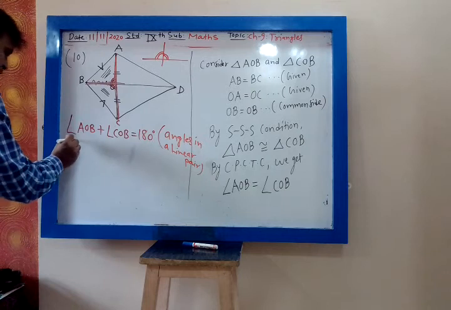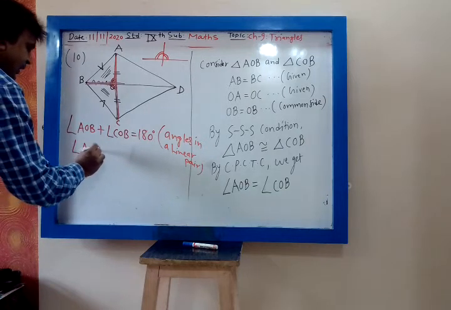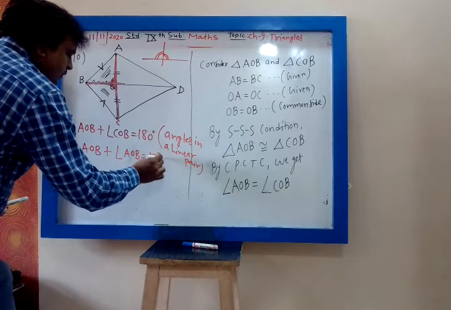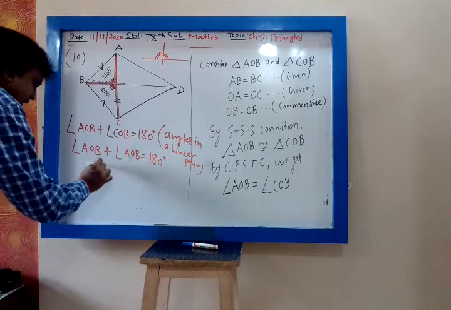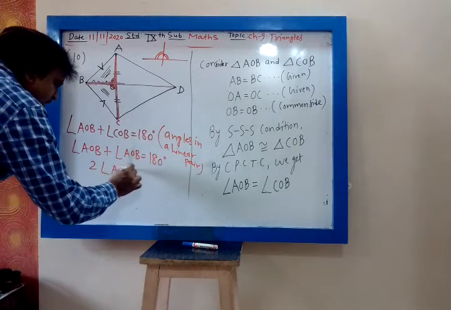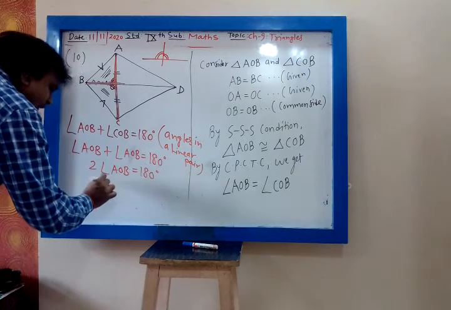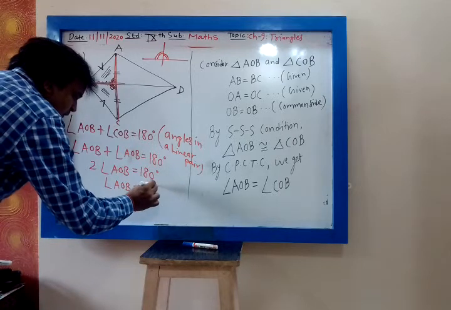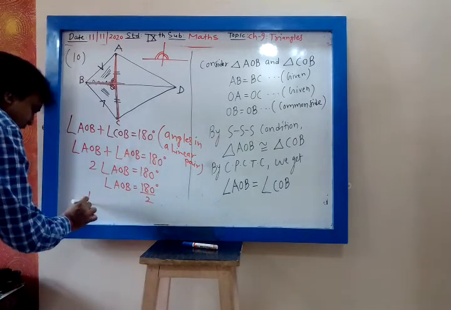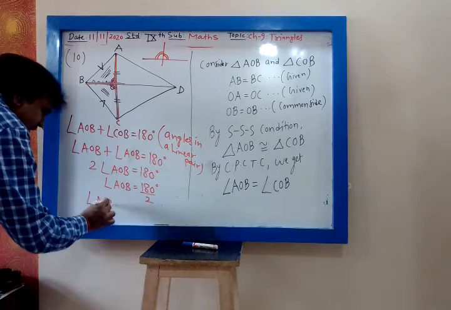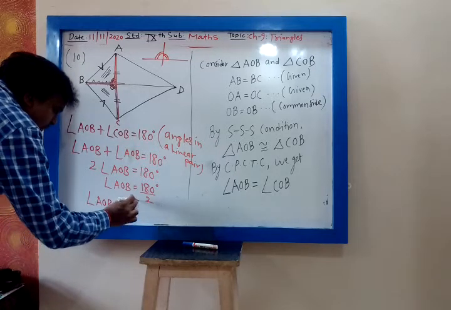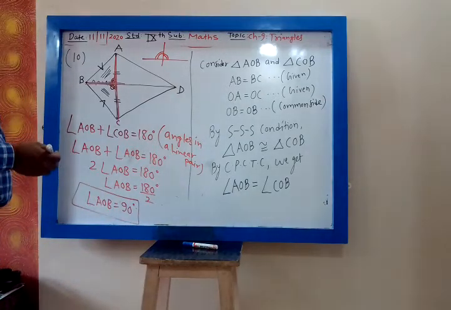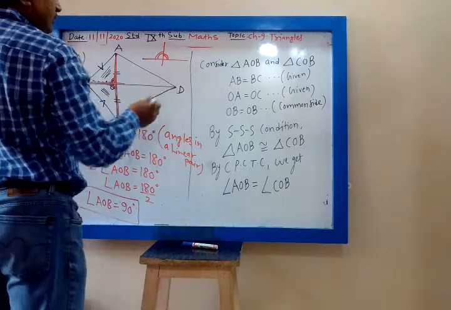So we get angle AOB plus angle AOB is equal to 180 degrees. So 2 times angle AOB is equal to 180 degrees. So angle AOB is equal to 180 degrees divided by 2, which is 90 degrees. So the first part is done. Angle AOB is equal to 90 degrees.